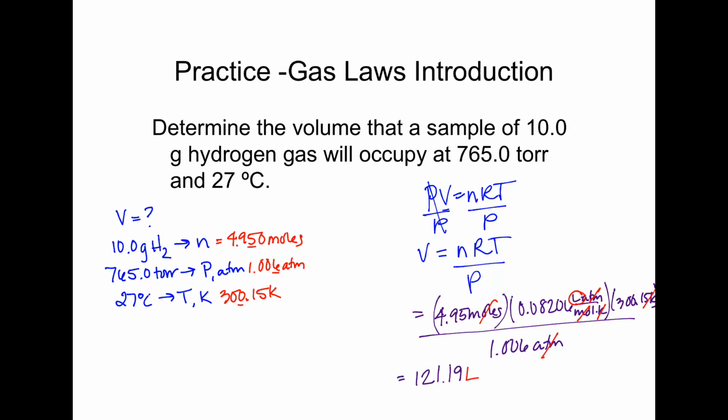Now let's talk real quick about sig figs. This had 3, this has 1, 2, 3, 4, this has 4. This had 3 sig figs, and this had 4. So it looks like I have 3 sig figs, which would be right there. And so this would be 121 liters.